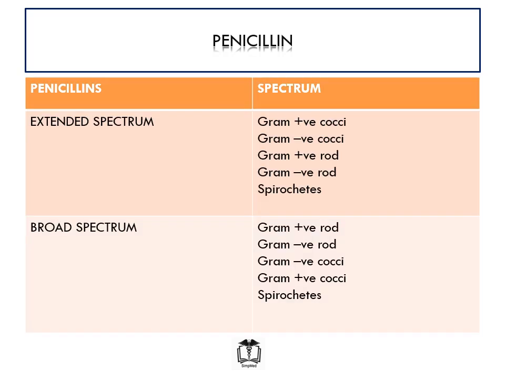When we go to the extended and broad spectrum penicillins, we have more bacterium being covered. Both extended and broad spectrum penicillins tend to cover gram-positive, gram-negative rods and cocci alongside spirochetes. Spirochetes are the causative organisms of conditions like syphilis. Treponema pallidum is an example of spirochete, and you can use drugs like penicillin G and V alongside some of the broad and extended spectrum penicillins in treating spirochete infection.